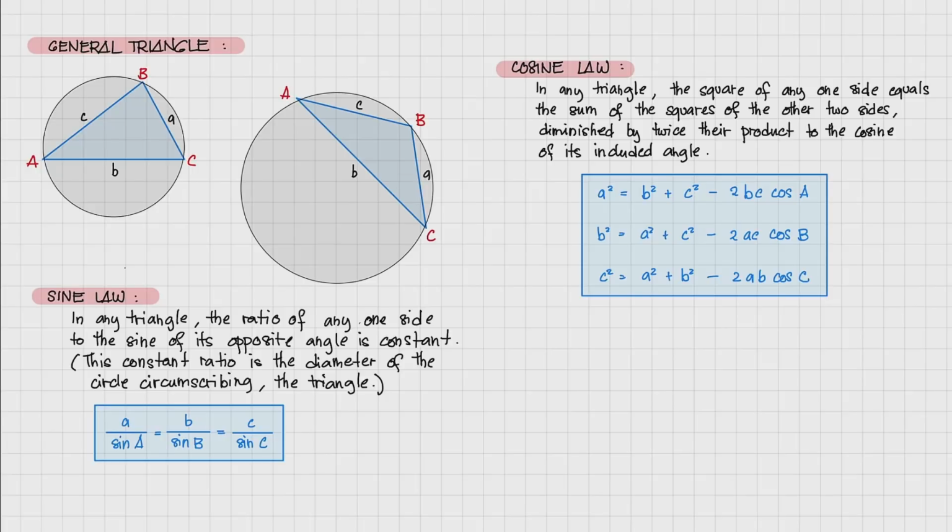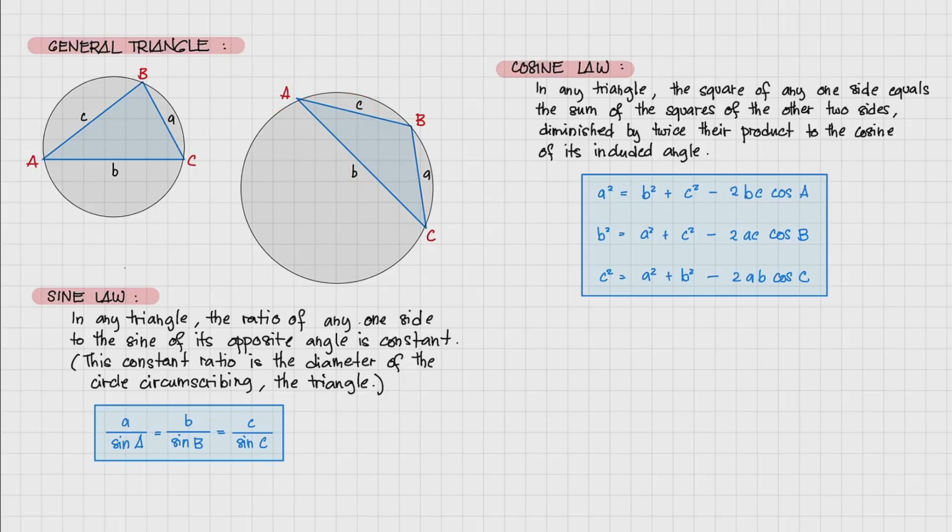So, for example, you have here our first equation. So, you have a squared, so this one, is equal to the squares of the other two sides. So, b squared plus c squared. Minus diminished by twice their product. So, 2 times b times c to the cosine of its included angle. So, the angle between b and c is A. So, you have here cosine A.